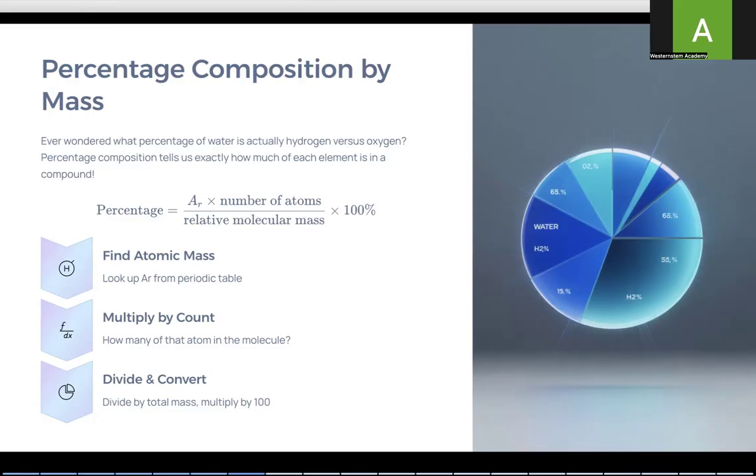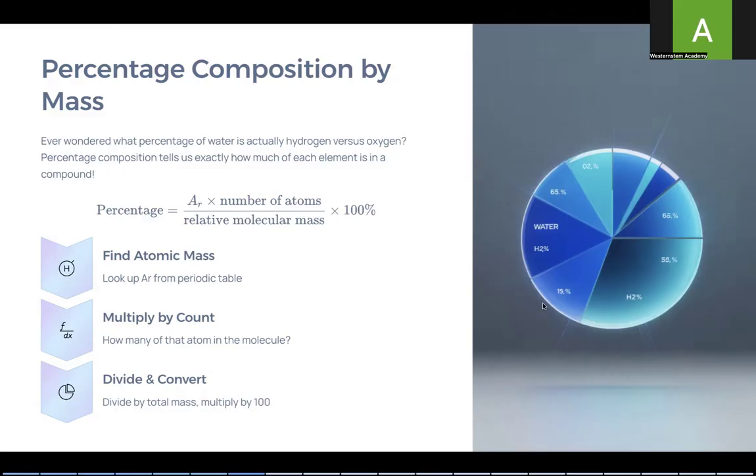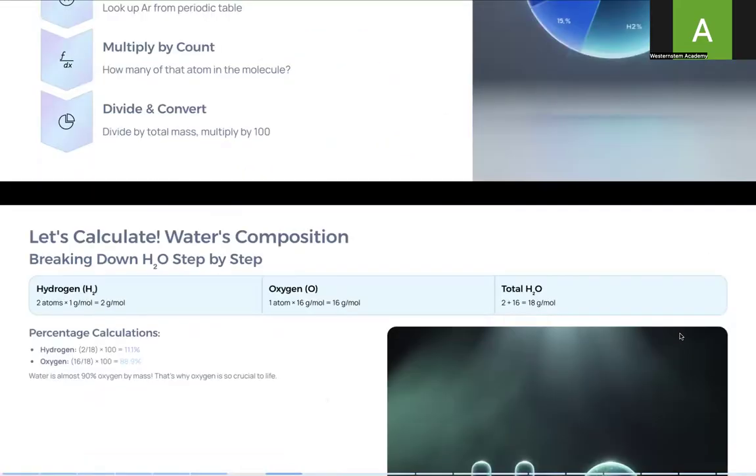So what we need to do is find the atomic mass, which comes from the periodic table, multiply by the count, how many of that atom are in the molecule, then divide by the total mass and multiply by 100. And that's how you find the percentage composition by mass.